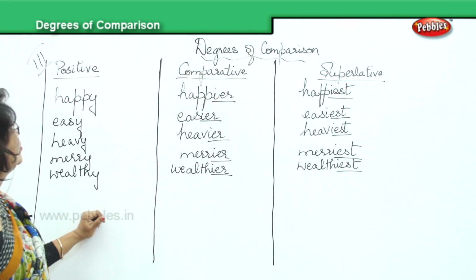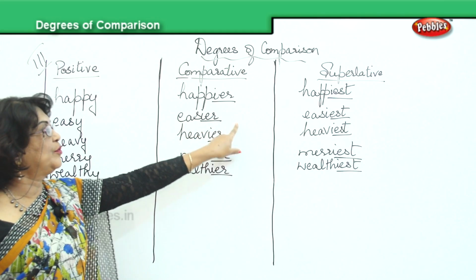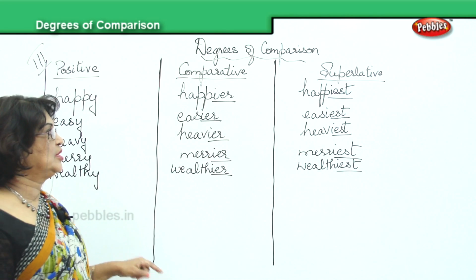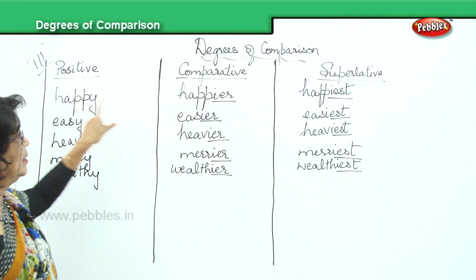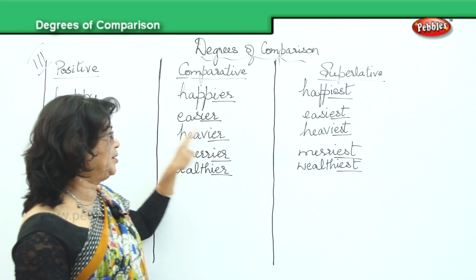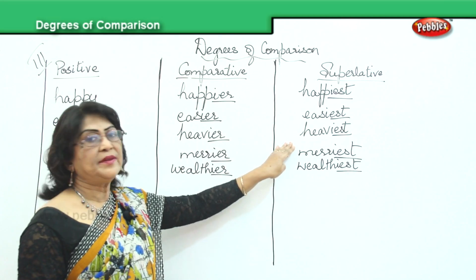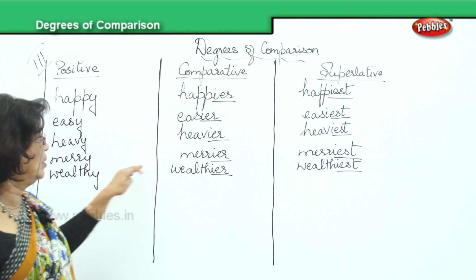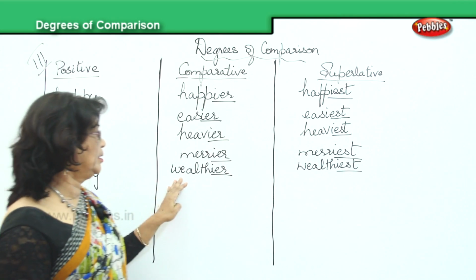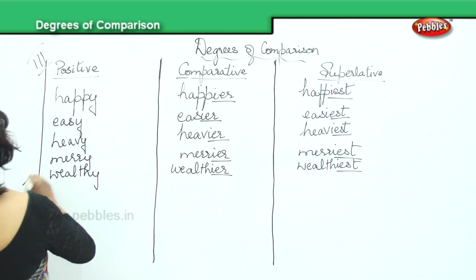Okay, so this is rule number 3. Words ending in Y take I and then ER for comparative. In the same way, the superlative takes I and adds EST. Happy, happier, happiest. Easy, easier, easiest. Heavy, heavier, heaviest. Merry, merrier, merriest. Wealthy, wealthier and wealthiest. Now we'll move on to rule number 4.